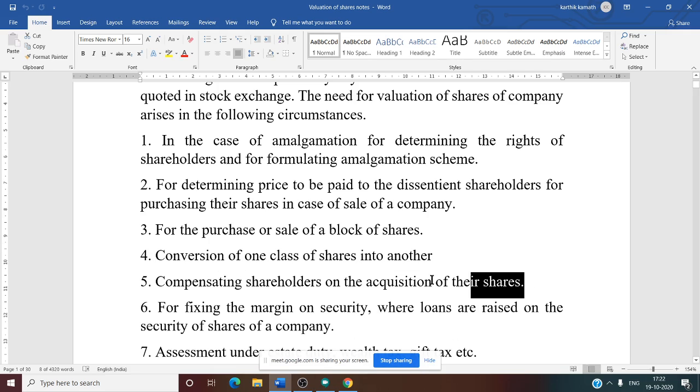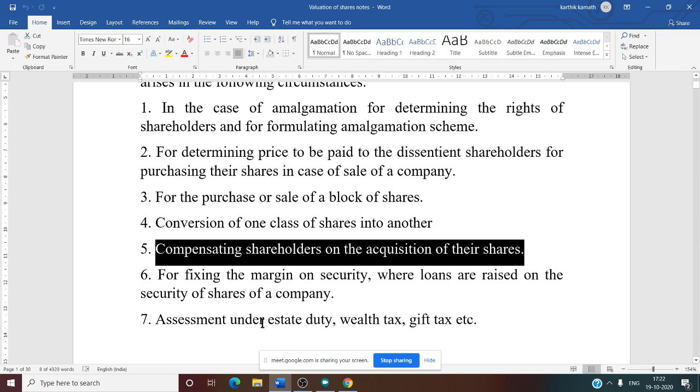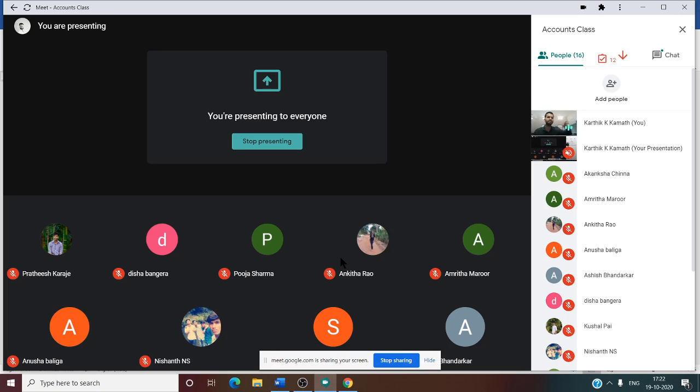Then compensating the shareholder on the acquisition of their share. So what do you mean by acquisition? Here we are talking in terms of government nationalizations. Whenever there is a nationalization, a merger, or a takeover, shares are acquired. Either shares are acquired by the company, or by financial institutions, or by the government. So in all those cases, again we need to revalue our share.